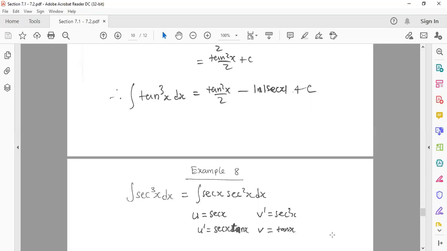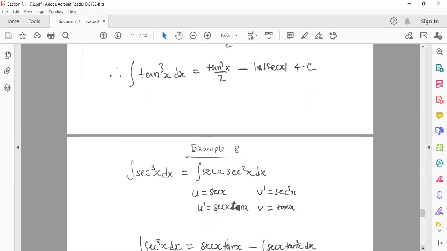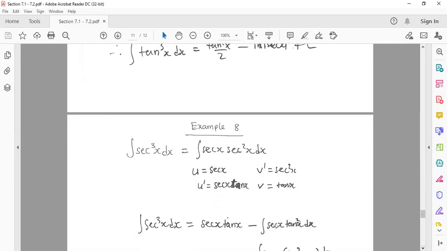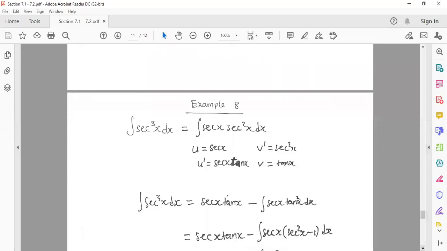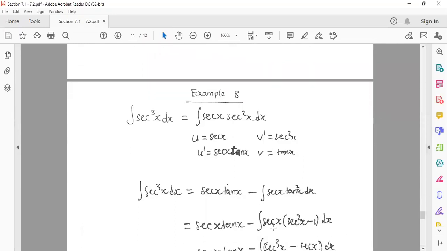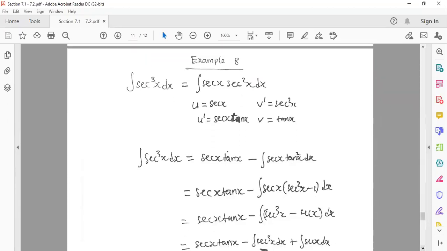And if you do that, look at what happens. You end up with sec x tan x minus the integral of sec x tan squared x dx. There you end up with a tan squared, which again, you can replace using the identity, sec squared minus 1. If you multiply out, look at what happens.